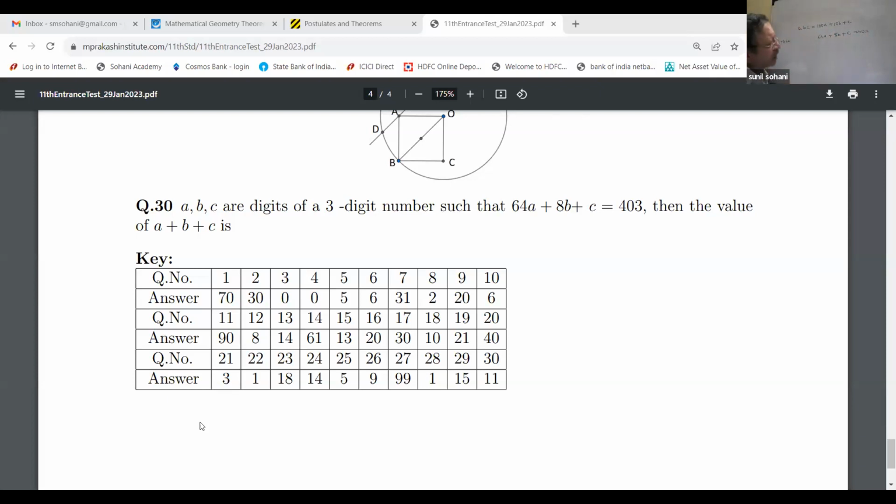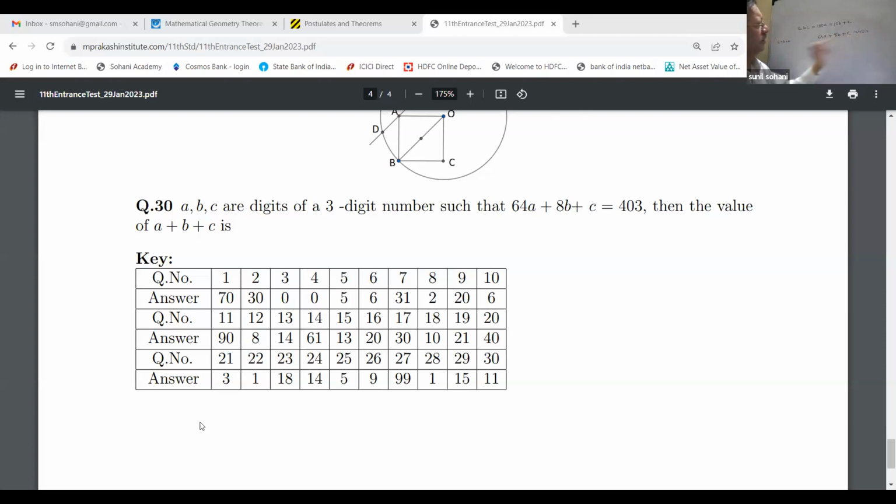Now I am going to use one concept which I don't think is covered in standard 9 or 10. You can see here 64 and 8 are multiples of 8. 403 is not a multiple of 8, and C is the unknown digit. One way you can understand looking at this information is that C has to be 3.